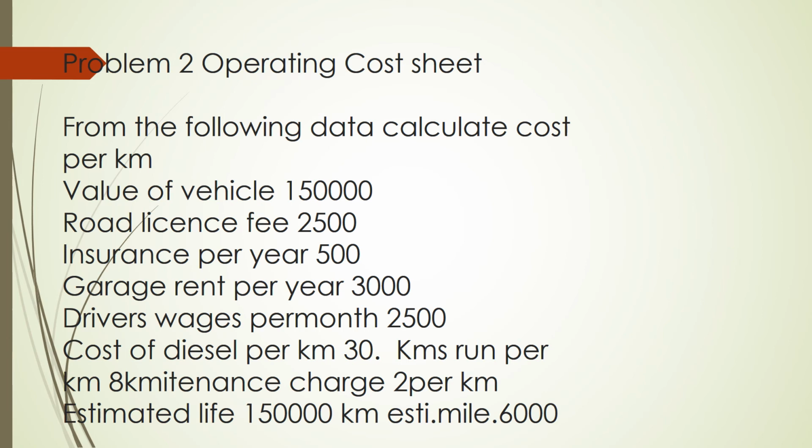Driver's wages are given per month, while all the other amounts are given for the year. That is why we have to convert the driver's wages from month to year. So 2,500 into 12 is the yearly wages of the driver. Cost of diesel is 30 per kilometer running, mileage is 8 kilometer, and maintenance charge is 2 per kilometer. Estimated life of the bus is 1,50,000 kilometer and estimated mileage is 6,000.